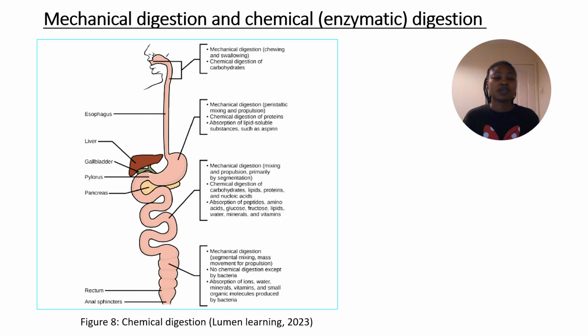Enzymes called lipases take part in the hydrolysis of lipids to produce fatty acids and glycerol. This enzyme works in the small intestine and is produced in the pancreas.